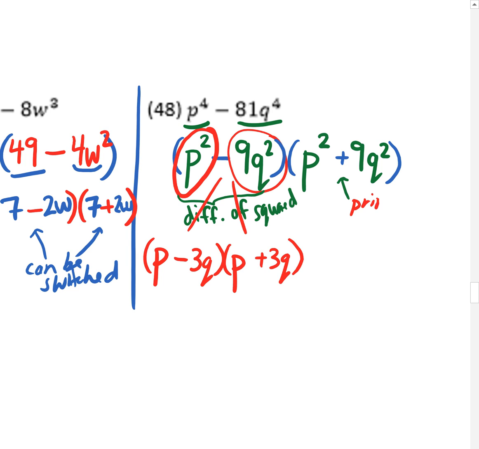But since this other factor, this p squared plus 9q squared, is prime, like we discussed before, because there's a plus in the middle that can't be factored, we'll just bring it down as is. So every piece to this can't be factored any further.